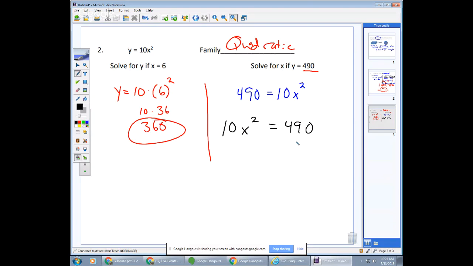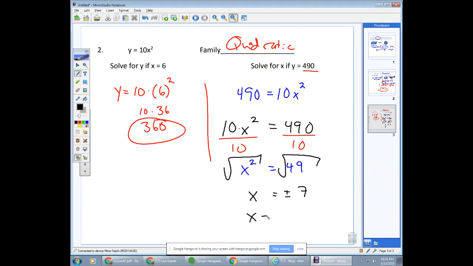What should I do first to get x alone? Yep, divide by 10 to break that multiplication. So now we've got x squared equals 49. And then what? Square root. And anytime we take the square root of a square, it kind of cancels if we put a plus or minus on the other side. And what's the square root of 49? 7, yeah. So it looks like x equals 7 or -7.